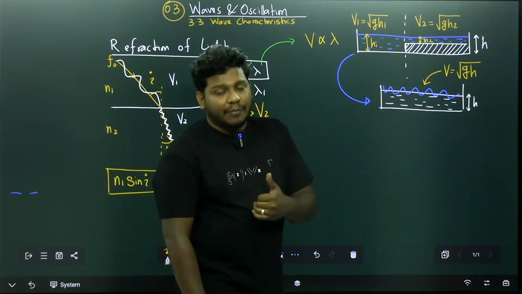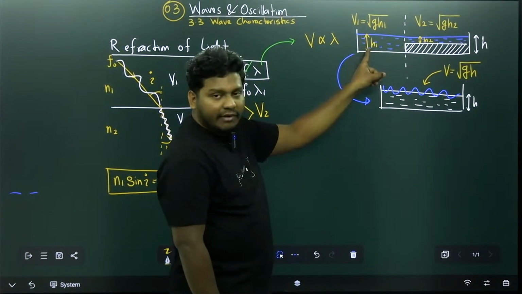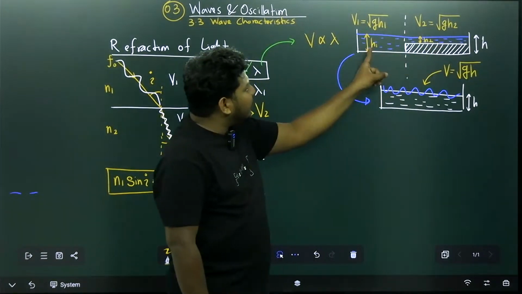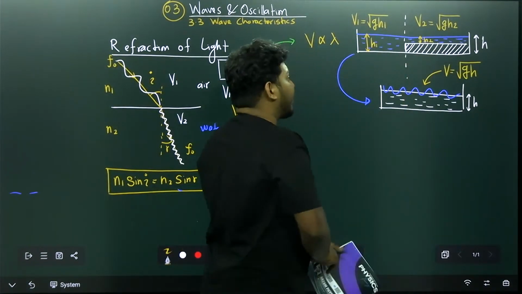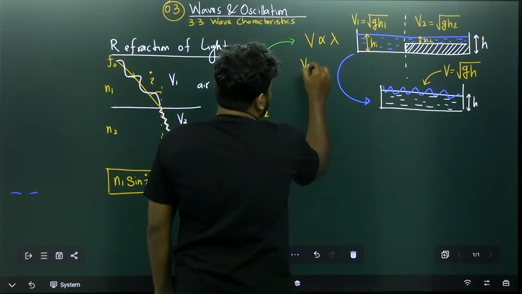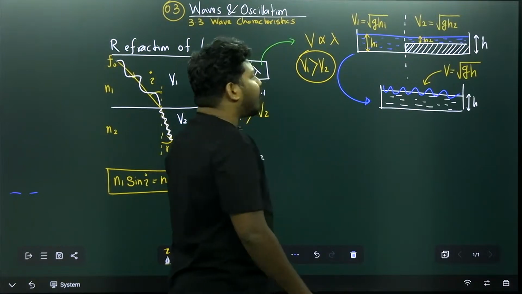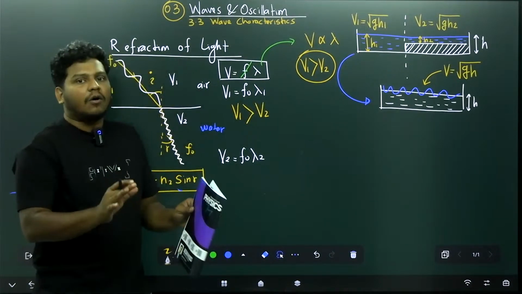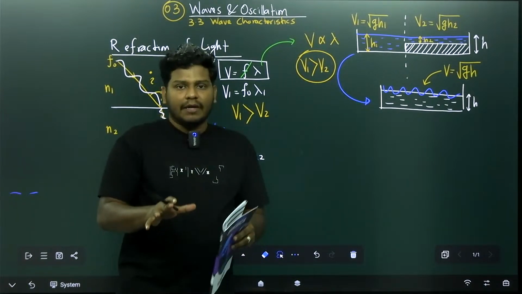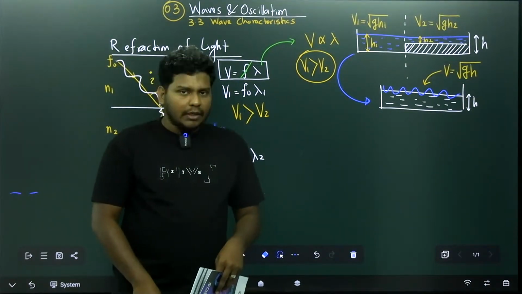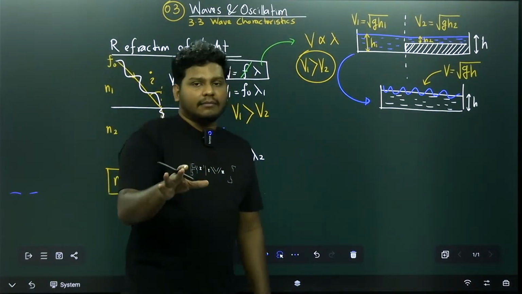Which has the higher wave speed? This one, because the height is higher in this one. This has the lowest height, so this has the lower speed. So we can say that V1 is greater than V2. You should know about these things, guys. So this is how we can create two different mediums using a ripple tank. It's very simple. We created it like this.